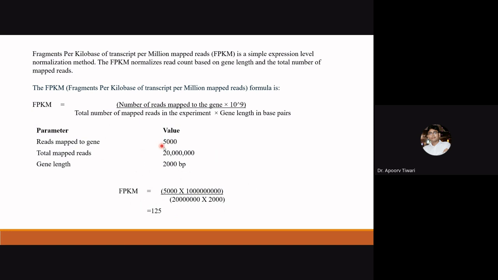So if we do not use FPKM, then we have to calculate. If we have a gene with 5000 mapped reads and another gene with only 20 reads mapped, then it is not easy to compare such a condition. That's why we use the normalized data.